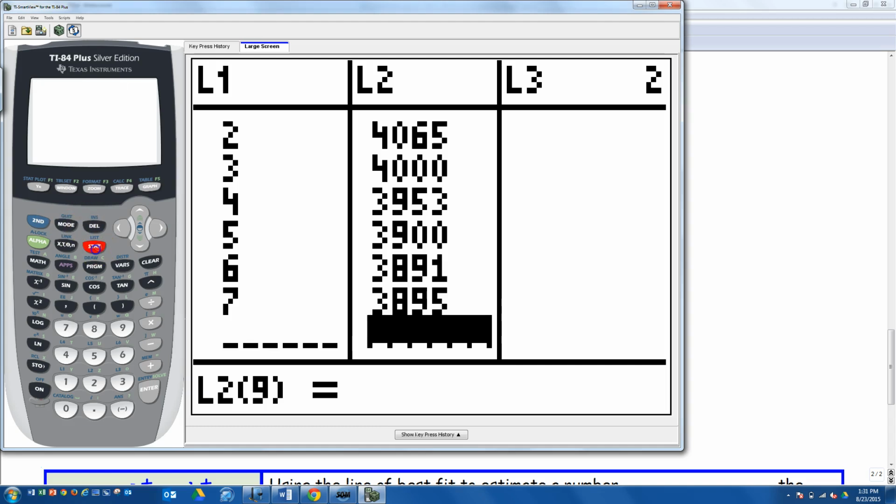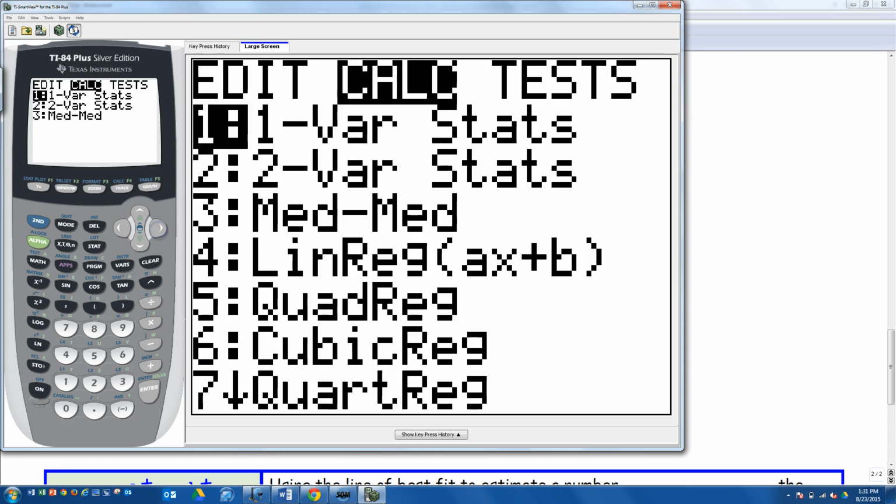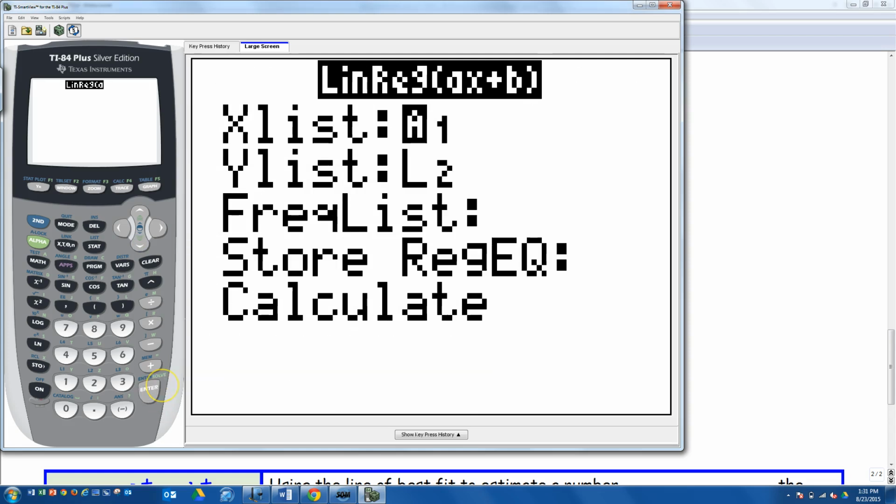We can then hit stat again, but instead of edit we want to move over to calculate because we have our data. And I'm going to go down to linreg. This is the thing we want to do. We want a linear regression. Okay? And then this is what you guys are going to get. You're going to get a thing that says x list, y list. Our x list is L1, our y list is L2.